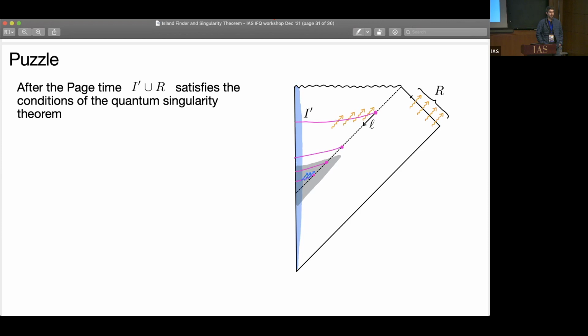I wouldn't be surprised by a generalization like that. I already know the classical Penrose singularity theorem has been generalized to AdS. But I haven't directly thought about it.